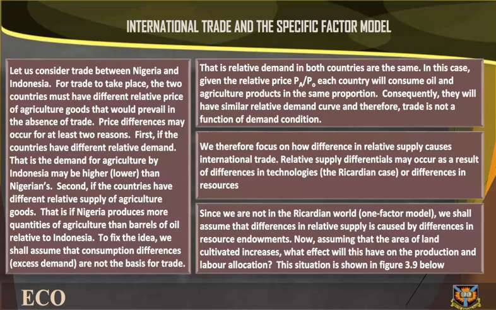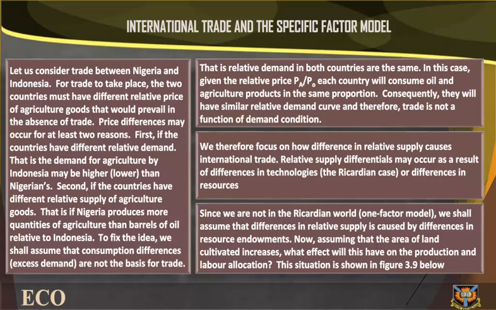To fix ideas, we shall assume that consumption differences, or excess demand, are not the basis for trade. That is, relative demand in both countries are the same. In this case, given the relative price PA over PO, each country will consume oil and agricultural products in the same proportion. Consequently, they will have similar relative demand curve. And therefore, trade is not a function of demand condition. We therefore focus on how difference in relative supply causes international trade.